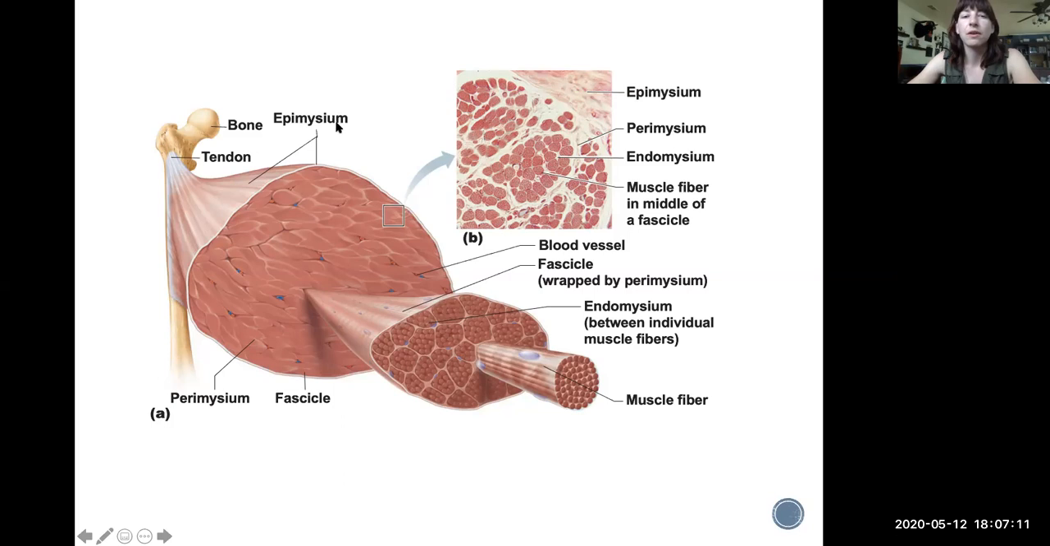So the root word mysium, muscle. M-I-S. Yeah. That's also a muscle thing. So sarco and myo and mys. So think of it as just adding epi or peri or endo to that word. Okay. So that one covers the bundles of the muscle fibers, right? The epi is the outermost. No, the perimysium. The peri covers the fascicles, which is basically a bundle of muscle fibers.